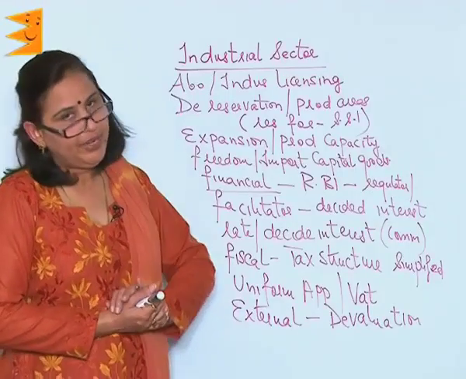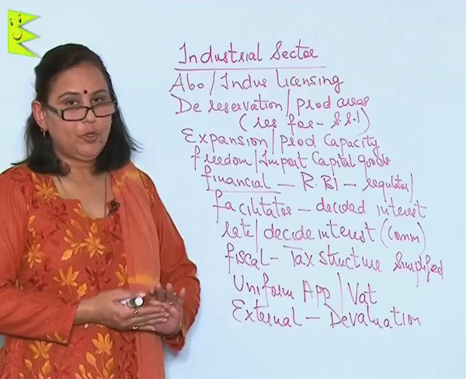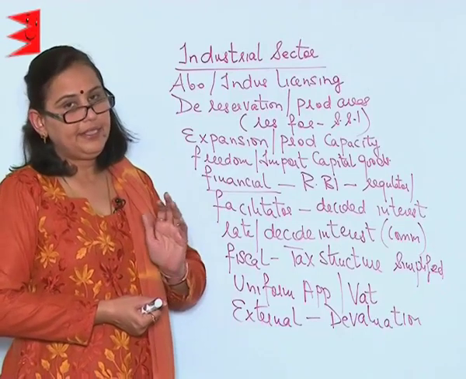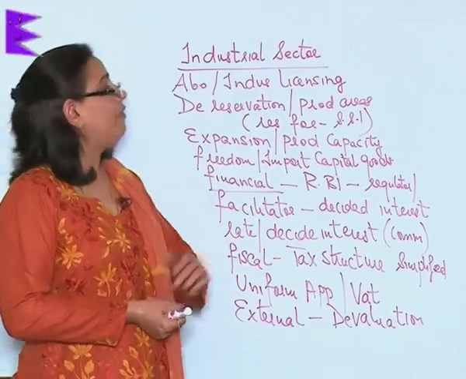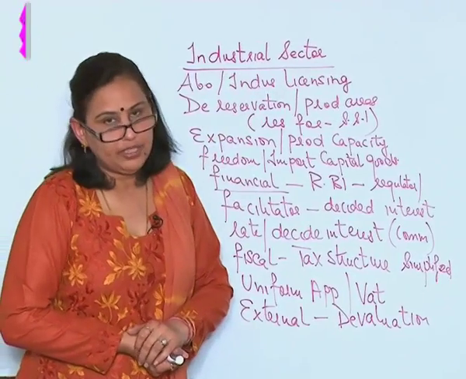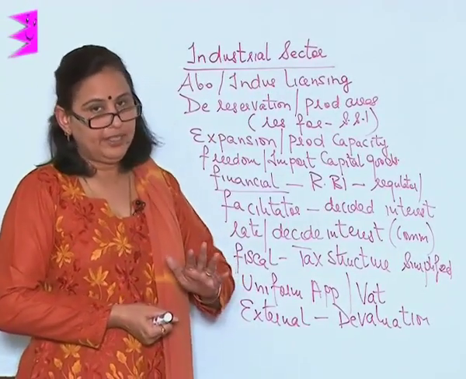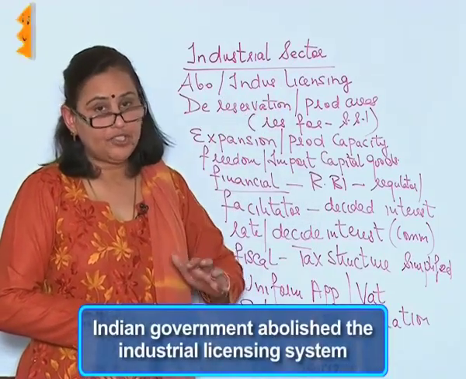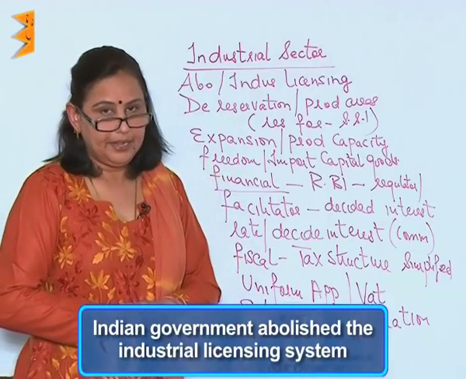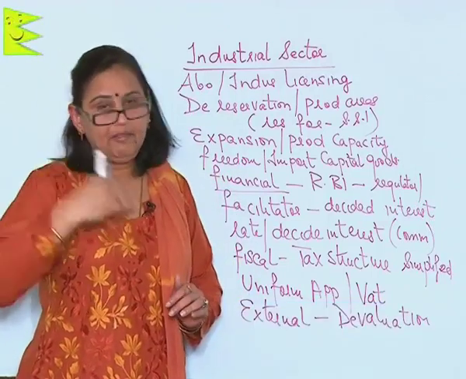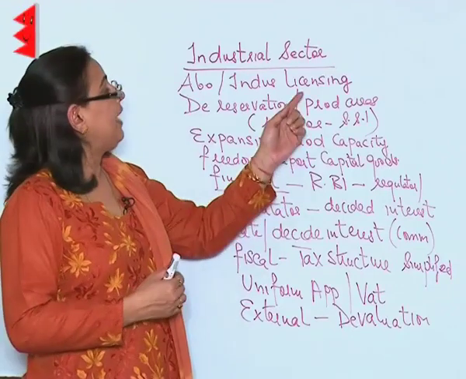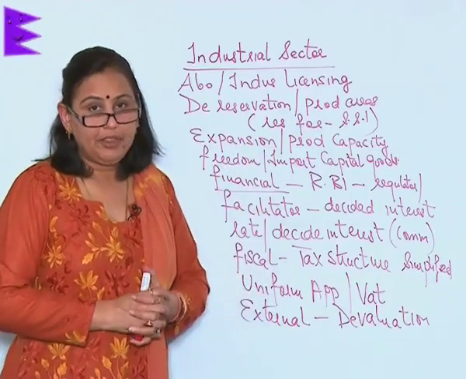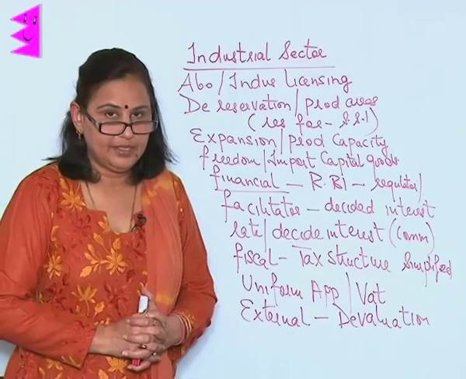We were talking of liberalization and under it we were talking of various reforms which the government of India made in 1991. The first reforms were in the field of the industrial sector. In the industrial sector, the government of India first of all abolished the industrial licensing system. That is, earlier all the private entrepreneurs had to take a license, but now they were free to open up their units without any such licensing.